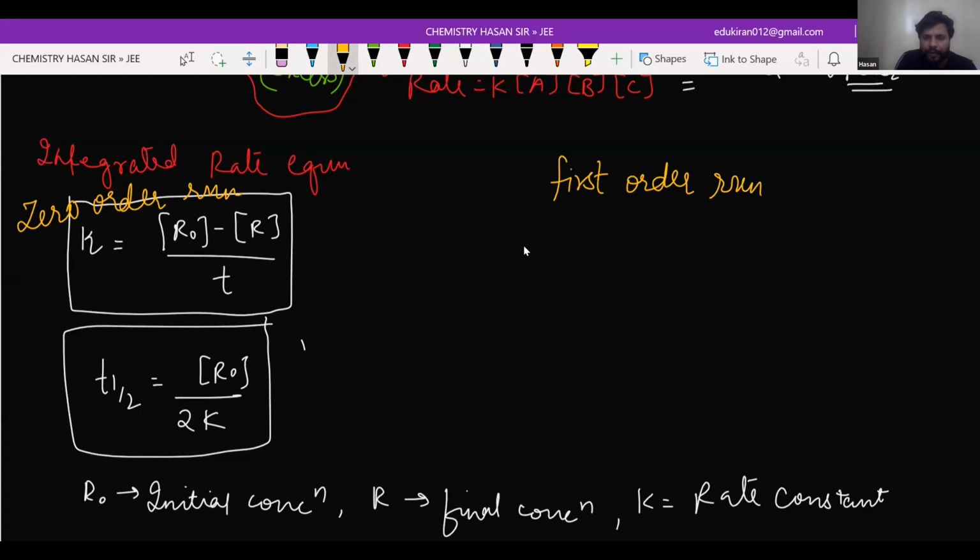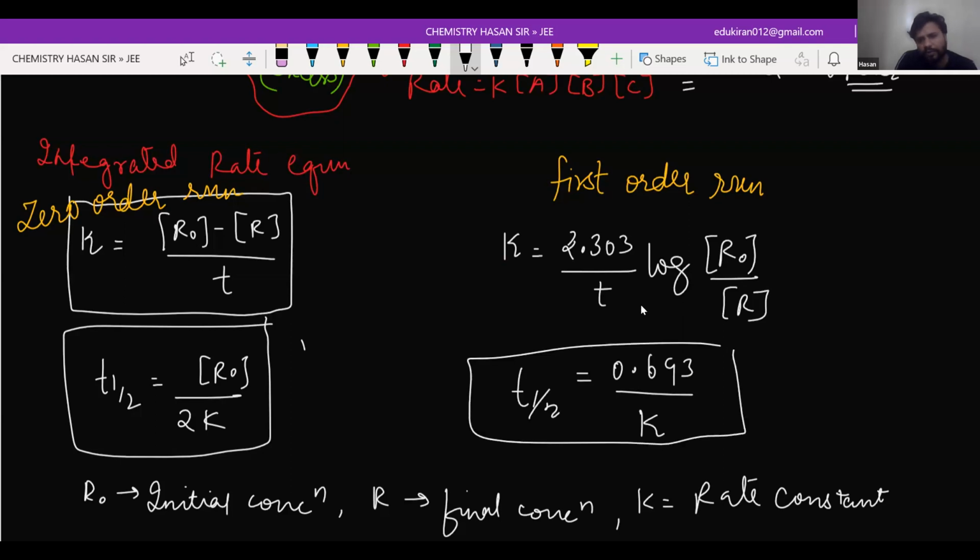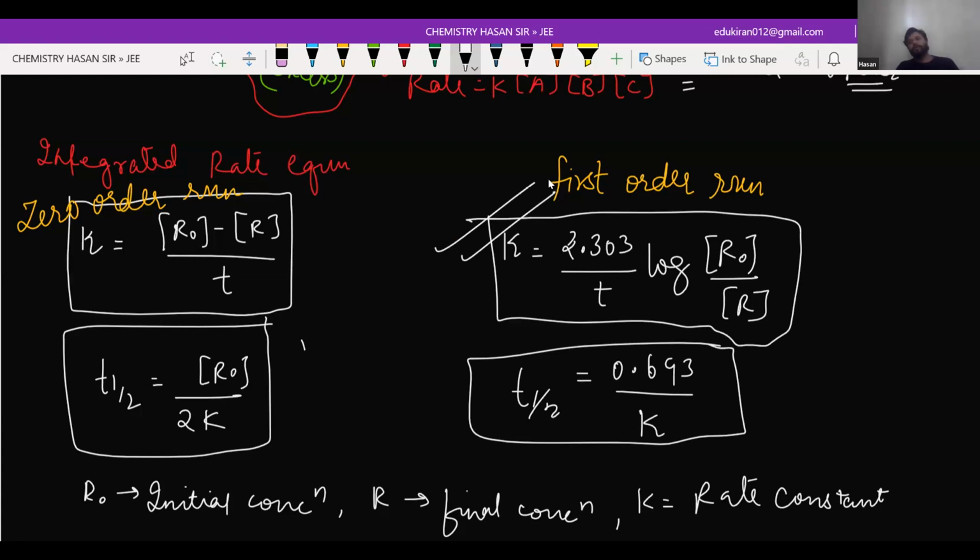For first order reaction, K is equal to 2.303 upon t, log of initial concentration R naught upon R, final concentration. And for t half, if you see the derivation, you will get 0.693 upon K. So these formulas that you have derived in the class, you should remember in order to get the correct answer. Is that clear? Yes. Please do write it.